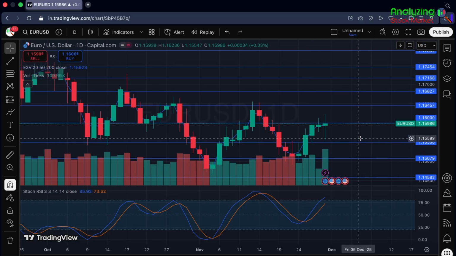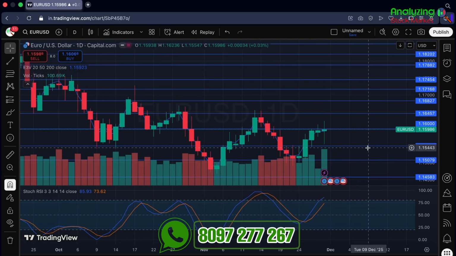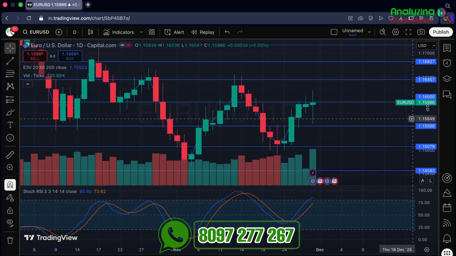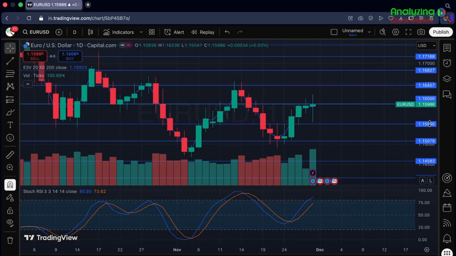Currently, your important support and resistance zones are already marked, so we don't need to mark any such levels. Let's talk straight about the closing first. So here, 1.15986 was the closing. Here, the direct support is 1.15500 and direct resistance is 1.16000. After direct support, there is a support of 1.15079 and then 1.14583. After direct resistance, there is a resistance of 1.16457 and then 1.16827. So these are the important support and resistance zones which will help you take better stop loss and target levels according to your bias and also with the help of the overall trend.